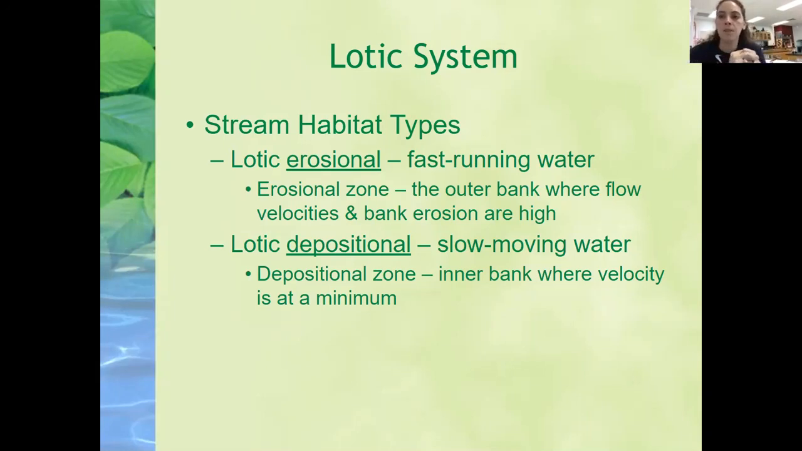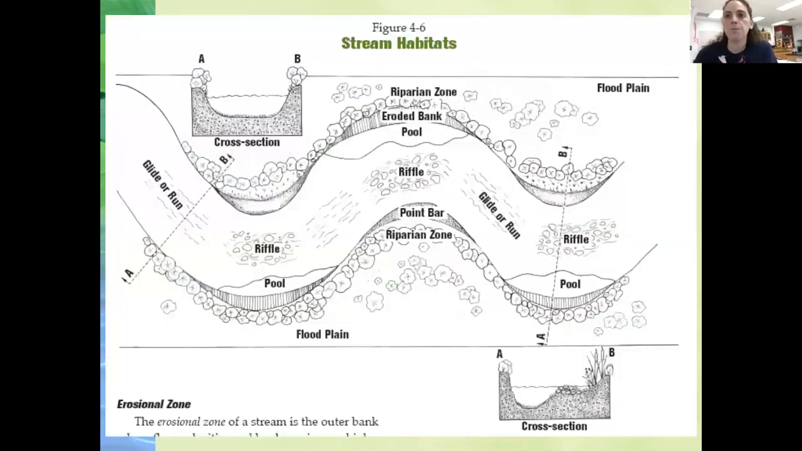The Lotic depositional is going to be more slow-moving water. The water is slowing down, we get some deeper pools, and the sediment that was carried from the erosional zone is going to drop and fall out.